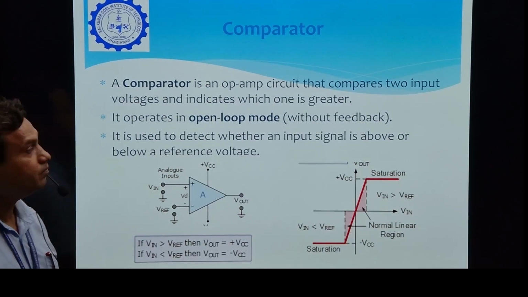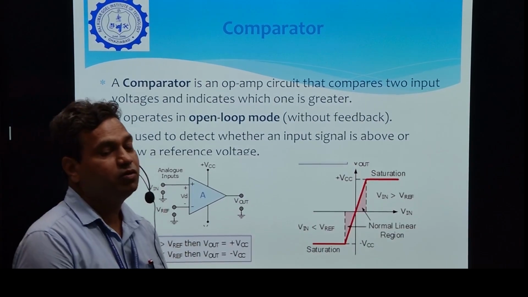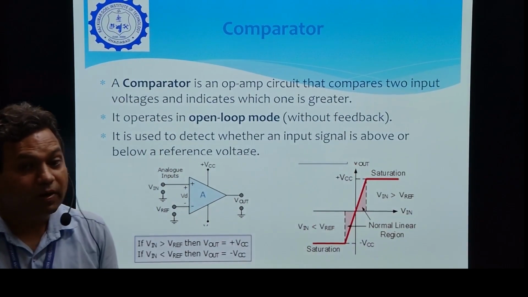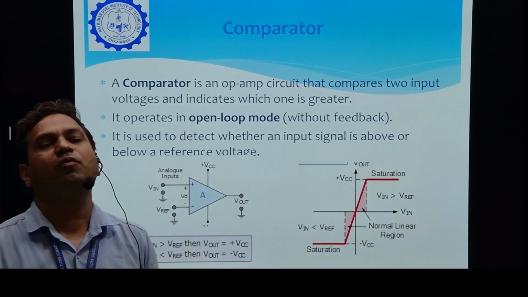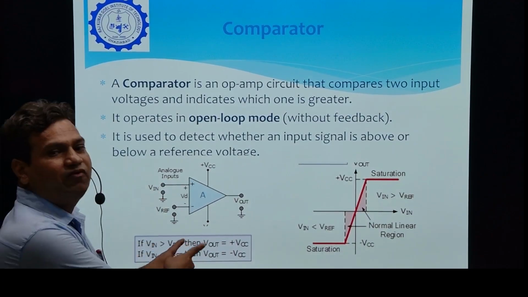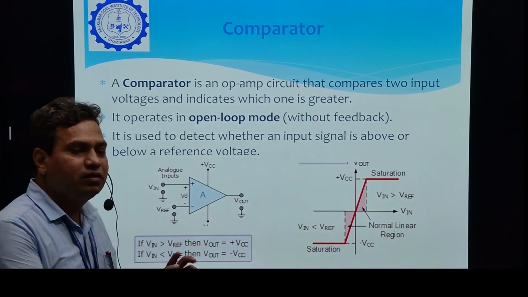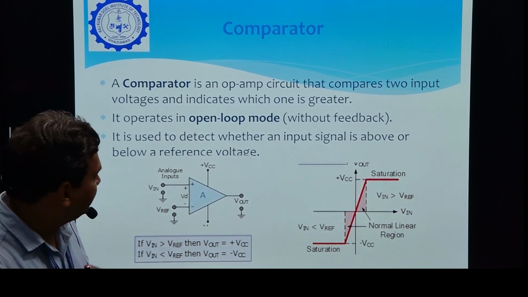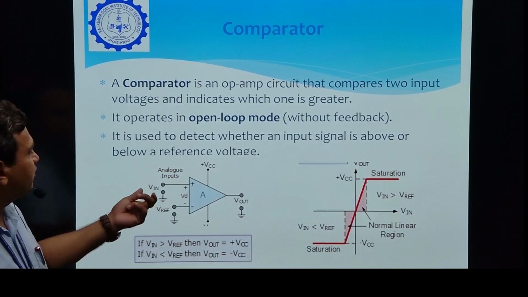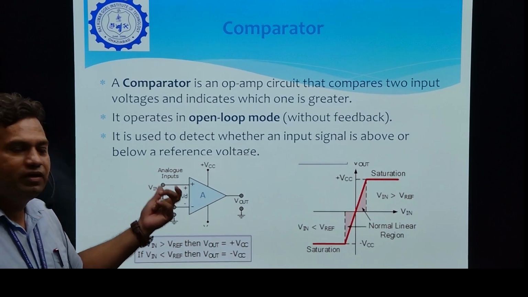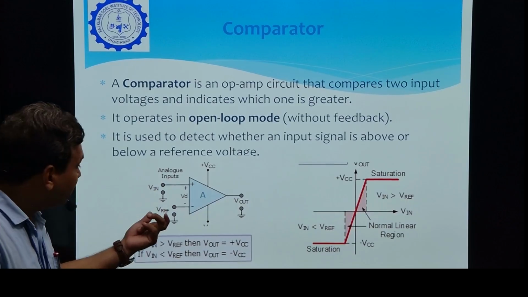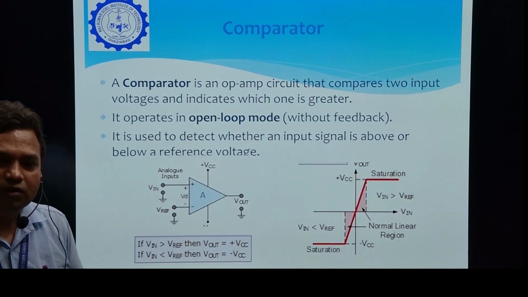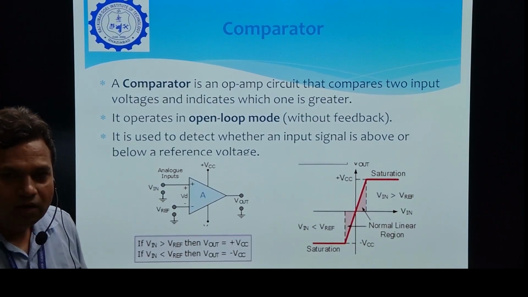That's it. Next is the comparator circuit. This is the most important application of the operational amplifier. Basically this circuit is designed with the help of the operational amplifier in open loop configuration. In open loop configuration, the operational amplifier can compare two voltage signals. If we compare V in, then V in is connected to the positive terminal, and at the other terminal we connect a reference voltage, or we can say a threshold voltage, through which we can compare the applied input signal.